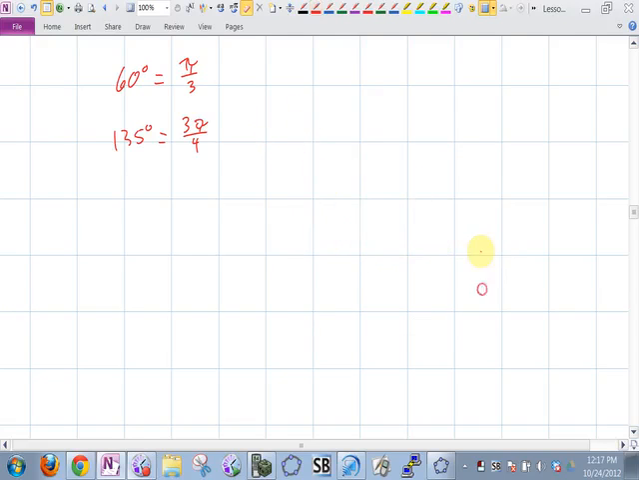Okay? How about negative 270 degrees? Negative 3 pi halves. Because pi halves is how much? 90. So if you go a negative 90 and do it 3 times, right? That's going to go 1, 2, 3. That's your negative 270, which happens to be coterminal to what? Pi halves, or 90. Okay?